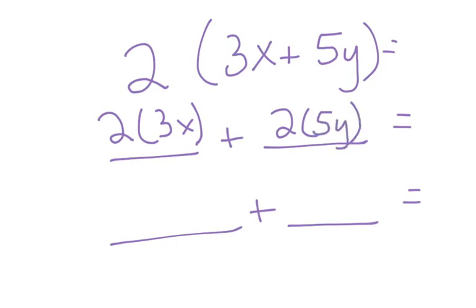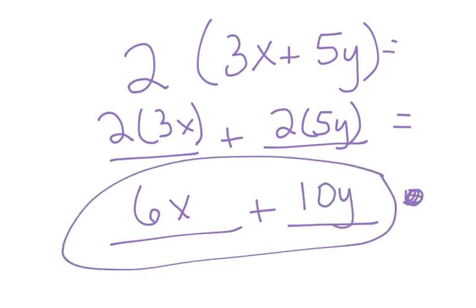But now we have a number multiplied by another number, the 2 times the 3, that's 6. And a 2 times the 5, that's 10. So this would be our final answer when we distribute that 2 out to each of those.